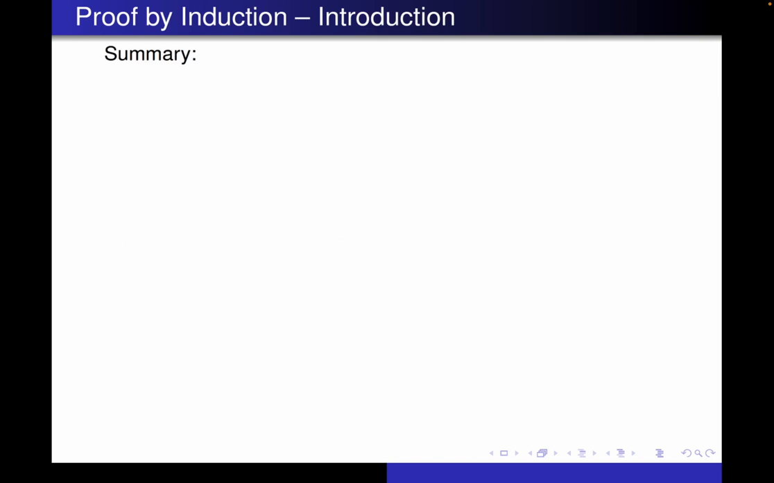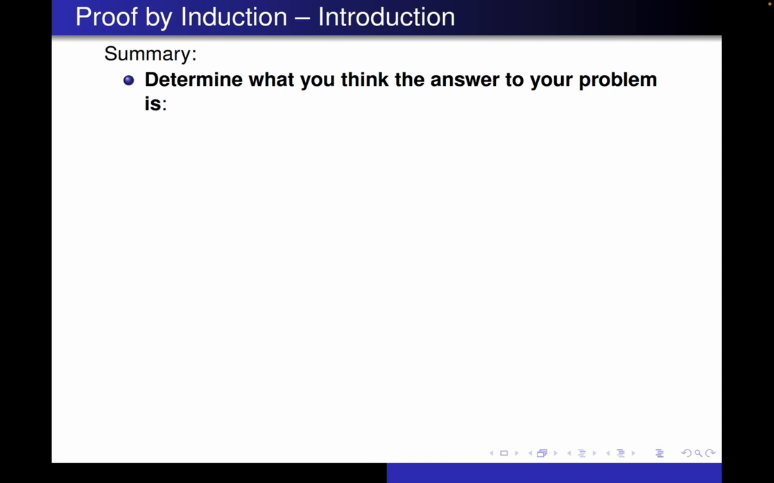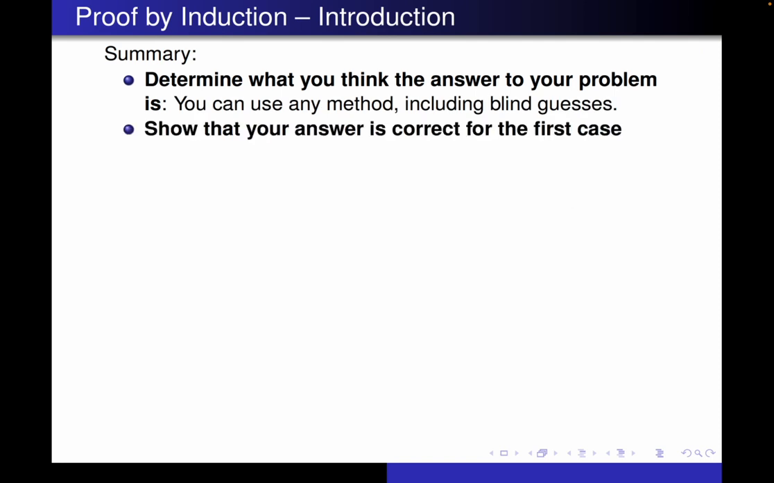So here's the summary of how this thing works, right? First of all, you've got to figure out what the answer to your problem is. One of the weaknesses of proof by induction is it doesn't tell you what the formula is or what the answer to your problem is. You kind of have to figure that out, and you can do that in any way, right? You can use any method. You can use blind guesses.